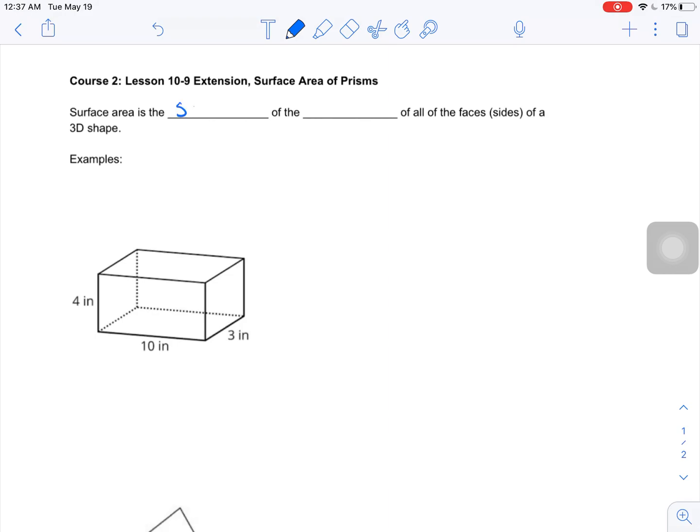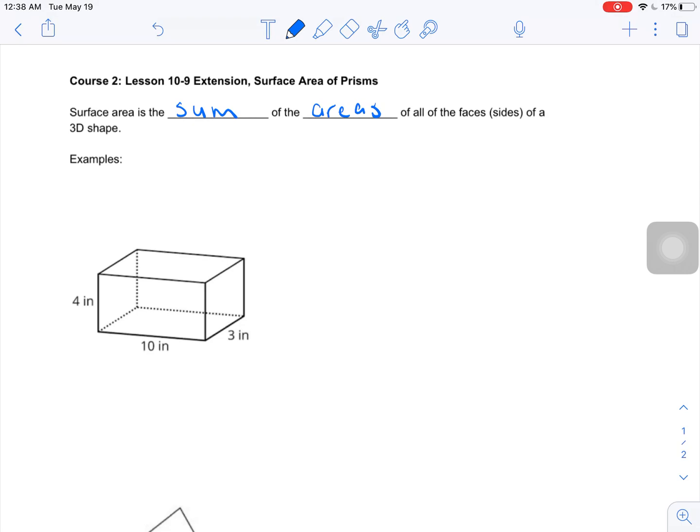So if we want to cover all of the sides of the shape, we have to make sure we account for all of the sides of the shape. So surface area is the sum. Remember, sum means addition. The sum of the areas of all of the faces or sides of a 3D shape. So basically the idea is we want to cover all of the sides.